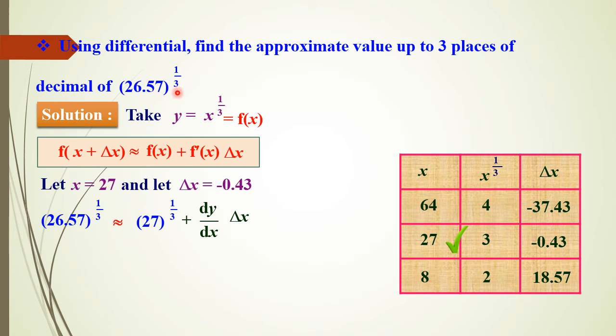Next, 26.57 whole raised to 1 by 3, cube root. So when you will be finding the value of this, 27 is a perfect cube, then delta x equal to minus 0.43. After subtracting 27 minus 0.43, you will be getting 26.57.